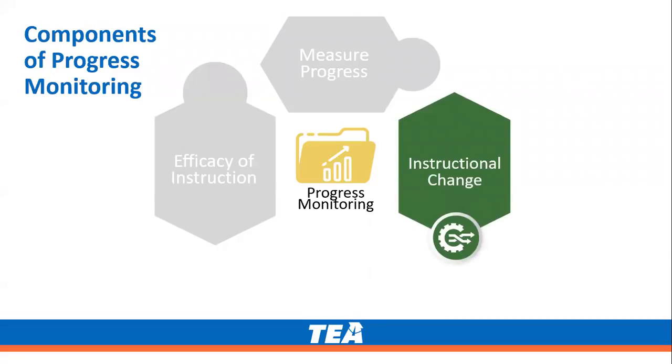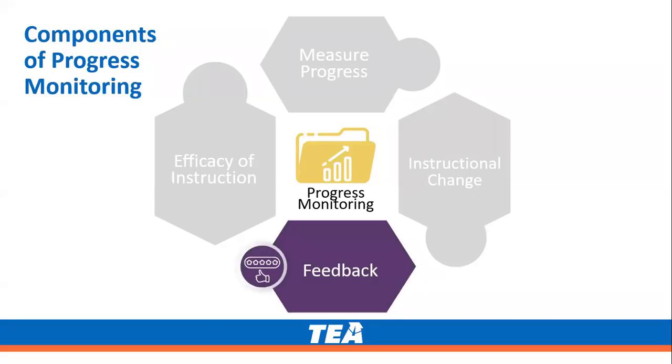Instructional change is identifying through data what instruction is not successful in helping the student succeed, and then making instructional changes. It's important to document these appropriate changes in an IEP. And finally, feedback. We're using formative assessment, questioning, and observation to gather data and provide accurate feedback to parents and the ARD committees. So let's take a close look at each of these components.